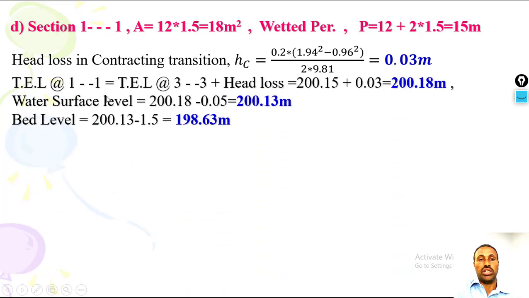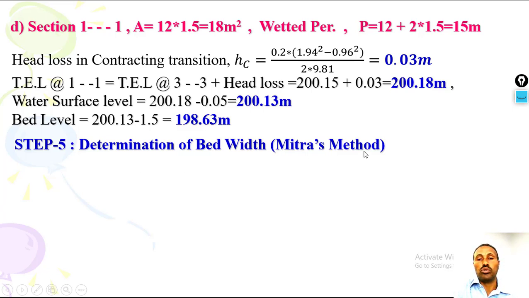Then total energy level at 1.1, total energy level at 3 plus loss, you get this one. Water surface level, again, you subtract the loss, which is 0.05, then 200.13 meter. Bed level will be depth constant, then you subtract the depth of water from the water surface, you get 198.63 meter.